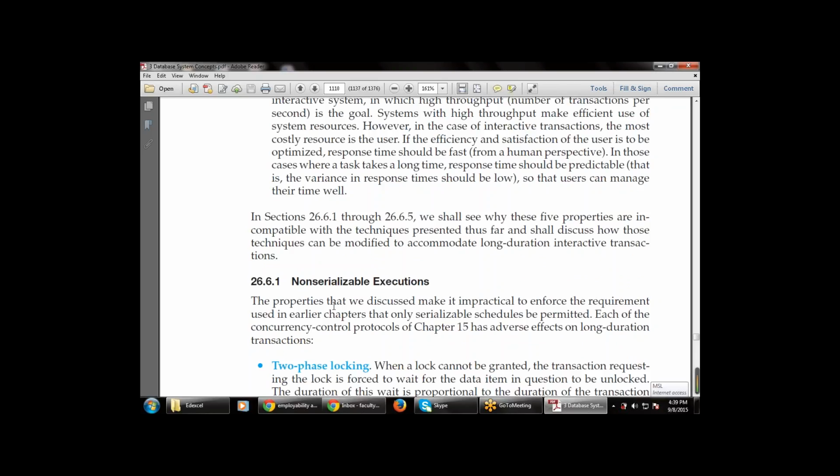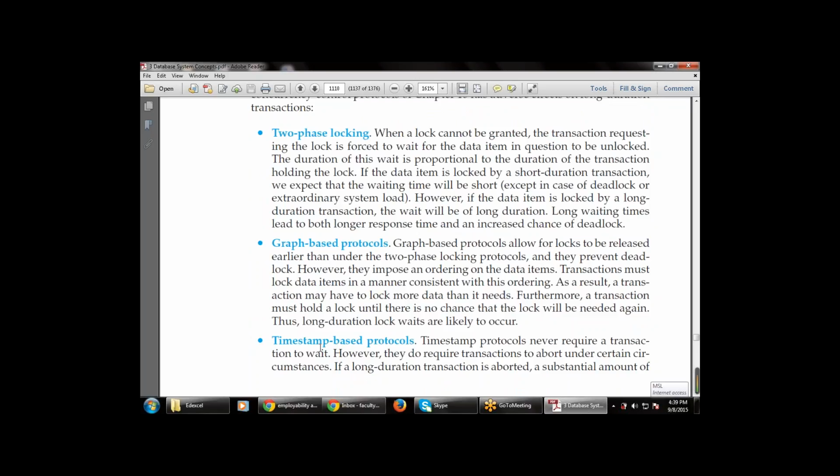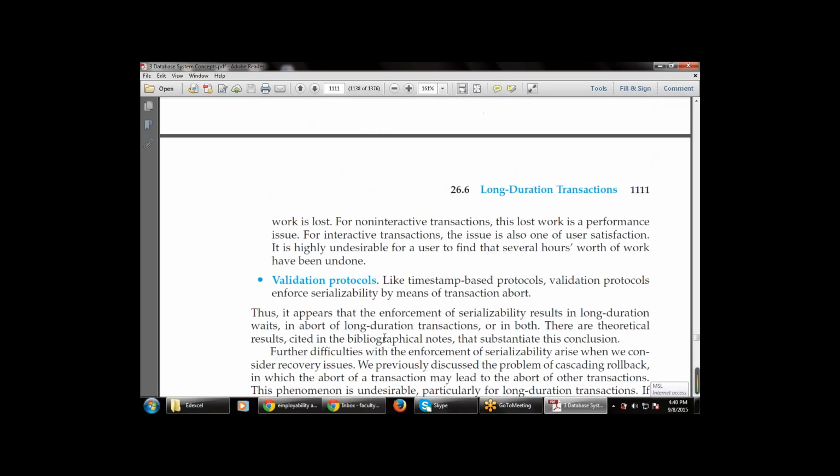There are multiple protocols. One is the two-phase locking protocol. One is the graph-based protocol, which has to be used while preventing deadlock. Then the timestamp protocol, which requires a transaction to wait for other transactions. Then the validation protocol: like the timestamp protocol, the validation protocol enforces serializability by means of transaction abort. So if I want to enforce serializability, that results in long duration waits, in aborts of the long duration transaction, or in both.